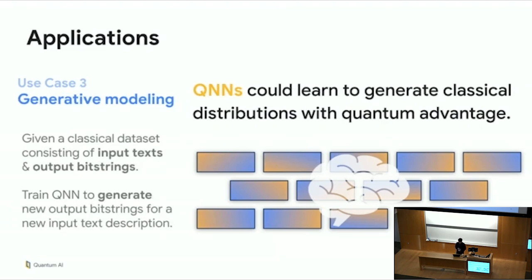Now for the third use case, in generative modeling, recall that here there's a classical data set consisting of input tags and some output bit strings, and we wanted to train the quantum neural network to essentially generate new bit strings. We can show that by combining the quantum advantage statements that I described in the beginning of the talk with the learnability result, we easily get the statement that shallow quantum neural networks can learn to generate classical probability distributions that are classically hard to sample from and hence have a superpolynomial quantum advantage. And here the quantum advantage is a computational advantage.